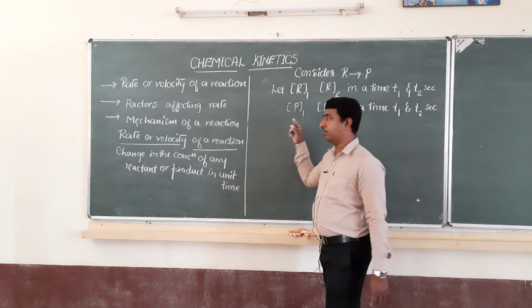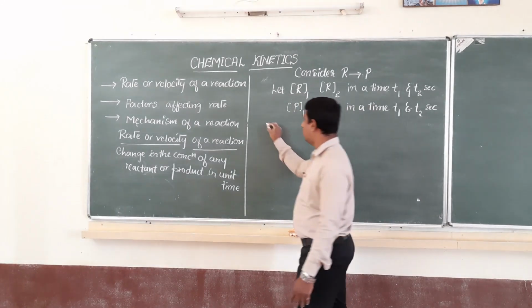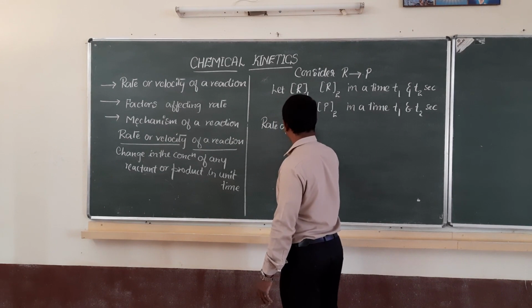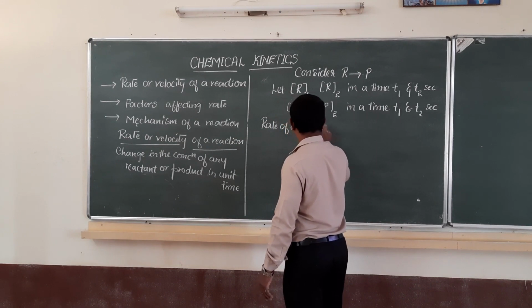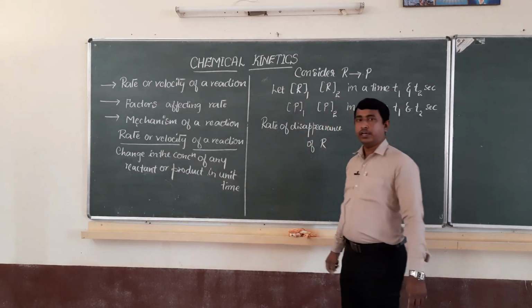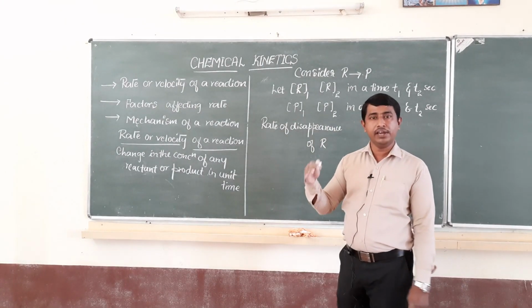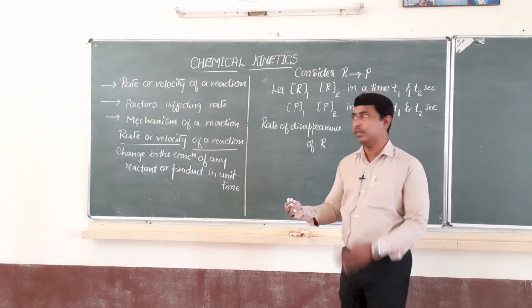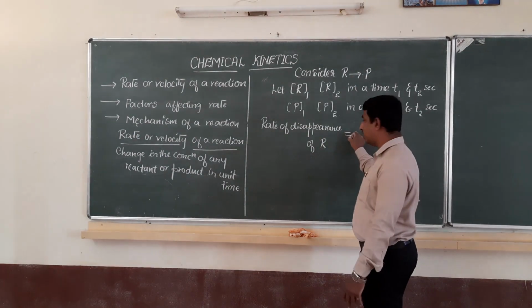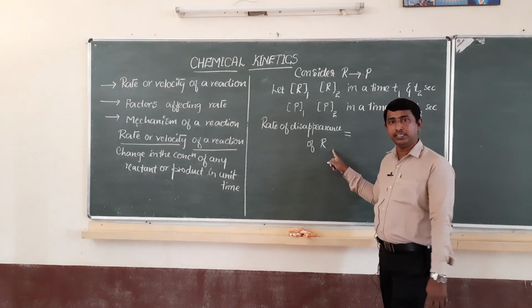Now we shall write the rate of the reaction by taking the reactant first. Rate of disappearance of R. Why is it disappearance? The concentration of the reactant goes on decreasing, it is disappearing. So we are writing it as the rate of disappearance of the reactant R. It is calculated as the change in concentration of the reactant with respect to time.